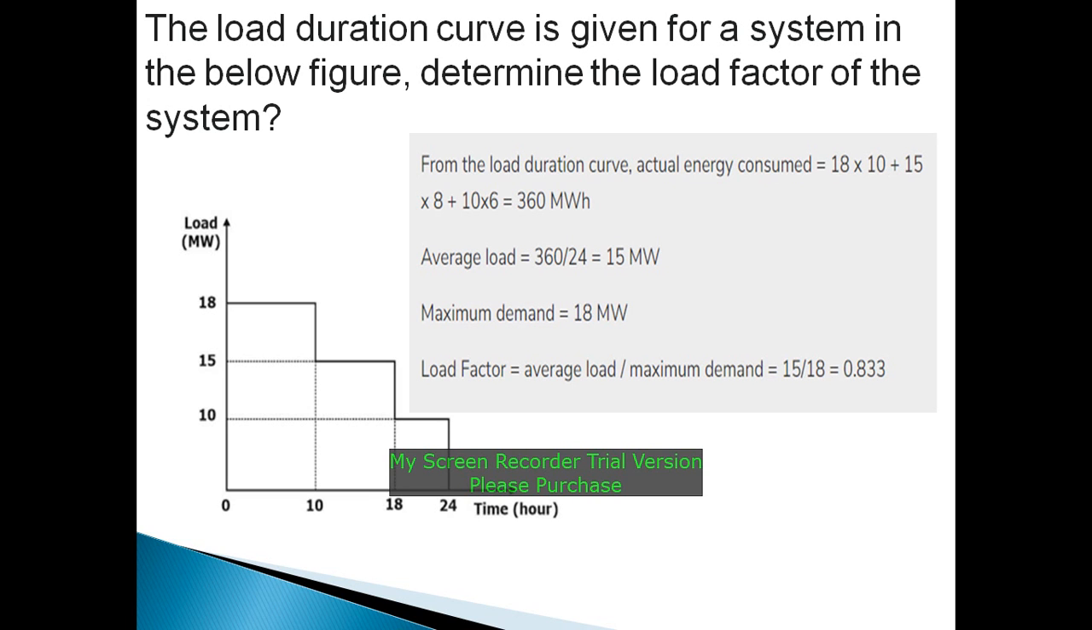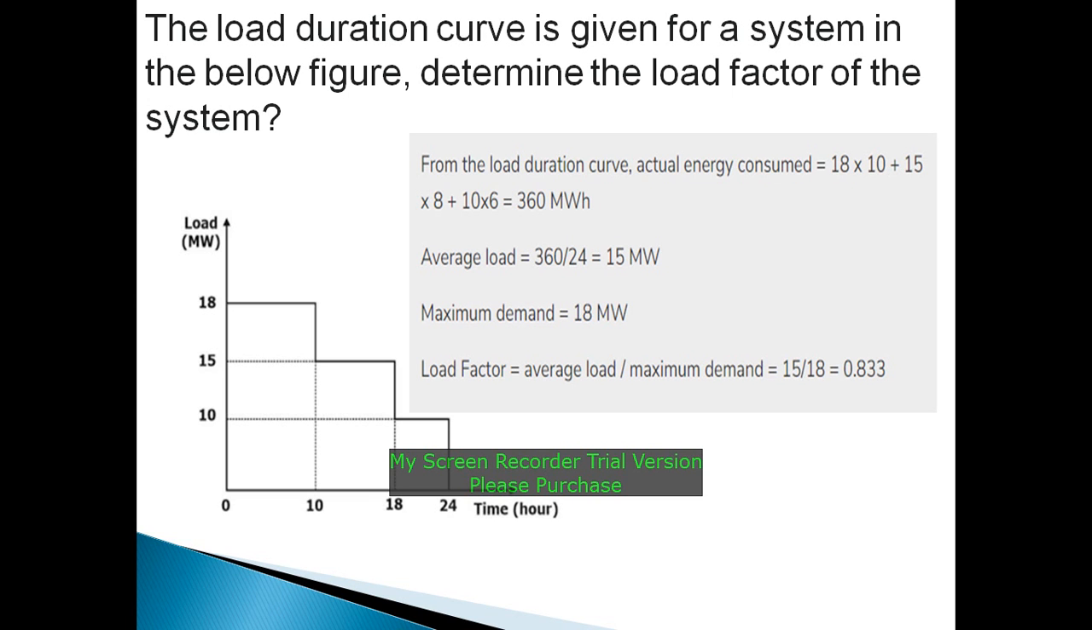For about the first 10 hours the load is 18, so 18 into 10. From 10 to 18, about 8 hours, it is 15, so 15 into 8. And from 18 to 24 hours it is 10, the last element covers 6 hours, so 6 into 10. Put together we can find out the actual energy generated: 18 into 10 plus 15 into 8 plus 10 into 6 is 360 megawatt hour.